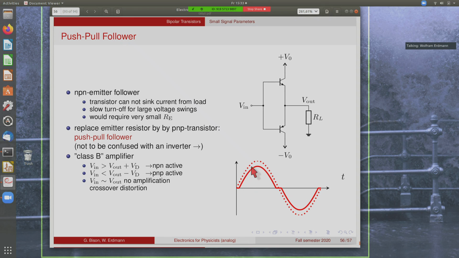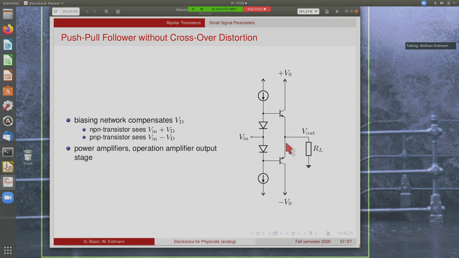So when you come in with a true sine wave here, then the output will need a little offset to follow this 0.7 volts, but this offset changes sign when you go through 0. So there is a region where it doesn't work, and this is called crossover distortion. This can be compensated by adding diodes here. And then you make sure that the base voltage here is always one diode voltage above the input voltage, and then you have to put a bit of current through this diode to make sure that this is actually the case. But then this base will always follow the input, shifted up by 0.7 volts, and then you avoid the crossover distortion.